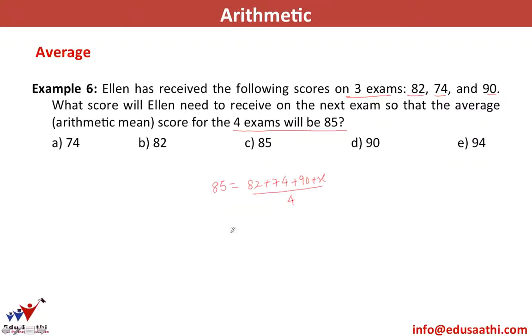I hope you've solved the calculation by now. So when you do 85 into 4 this side and you add up all these numbers on this side, 246 plus x. So the value of x turns out to be equal to 94. 94 marks I should get in the other exam so that the mean comes out to be equal to 85.